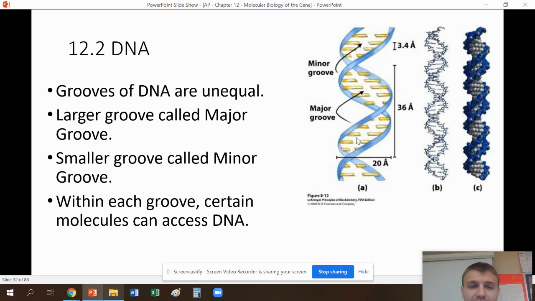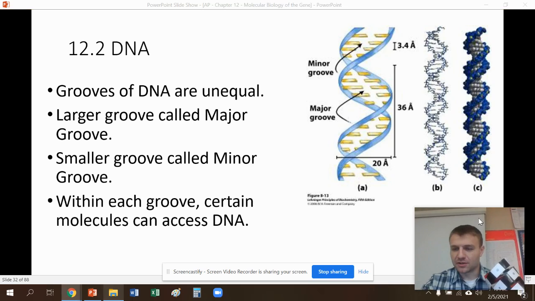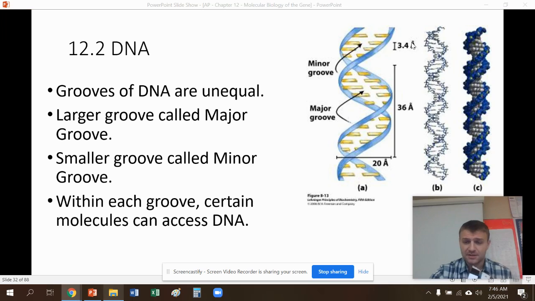Grooves within the DNA. I had this a couple years ago. It's not in your book, but I still think you should kind of know about it. There are major and minor grooves. These major grooves here are just like the larger locations, and it deals with how the DNA twists. I'm going to bring my screen back up here so you can see. This is actually not a 100% accurate model.